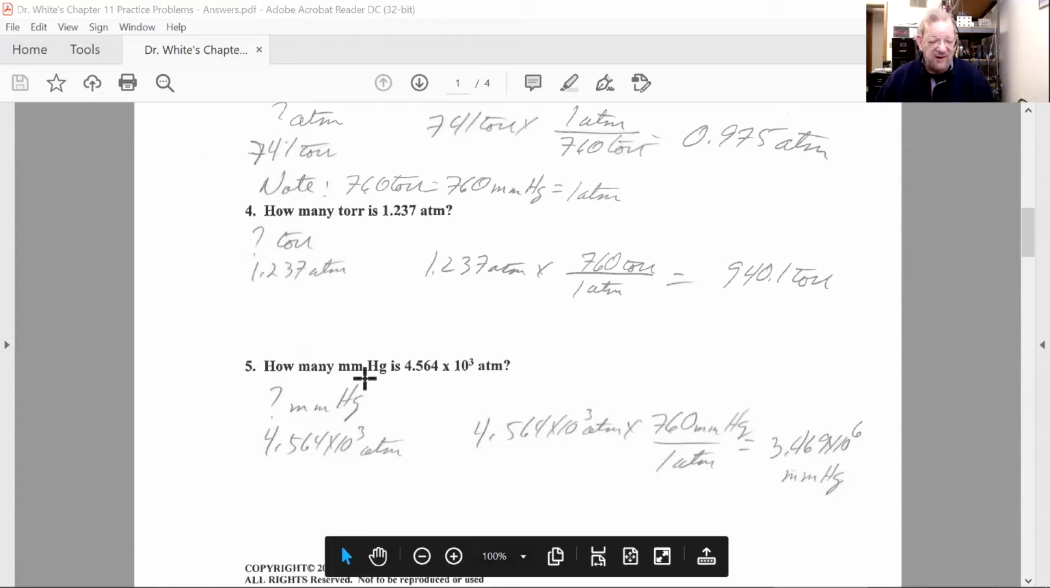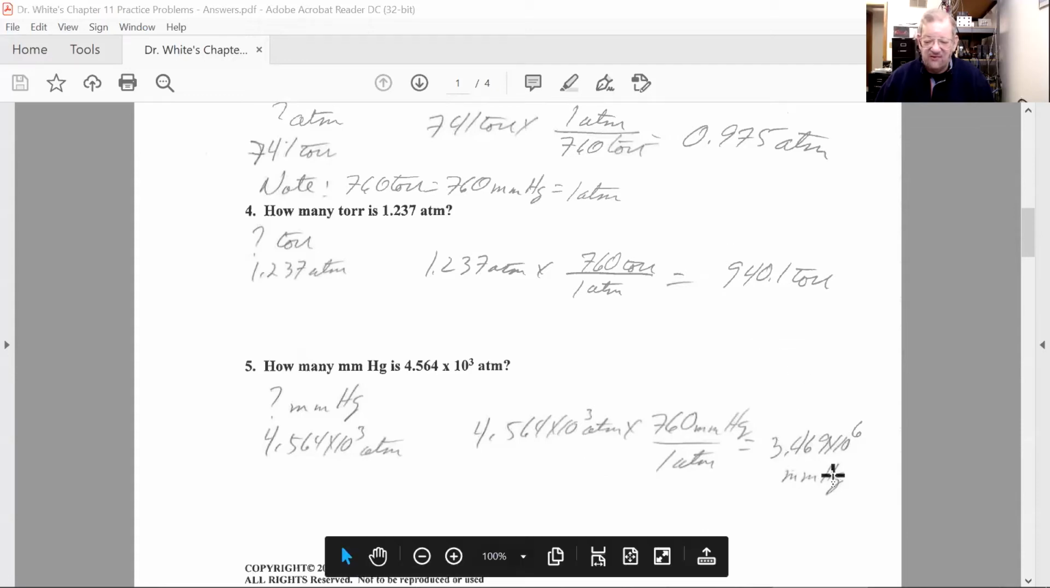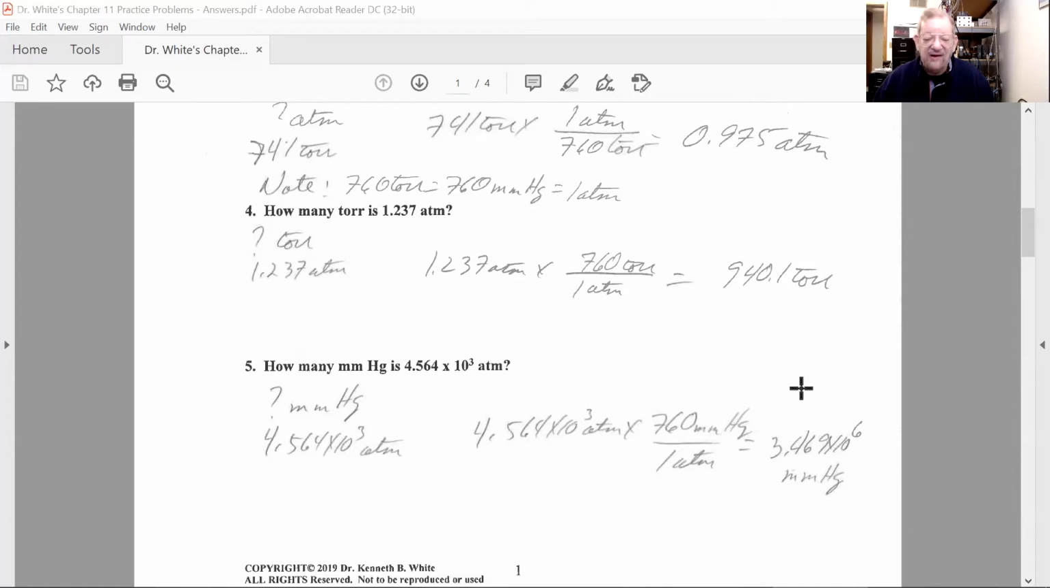We're trying to find millimeters of mercury. We're given atmospheres. Here's the atmospheres. We're trying to get to millimeters of mercury, use unit analysis. Millimeters of mercury go on top. Atmospheres go underneath. Where do I get these numbers?